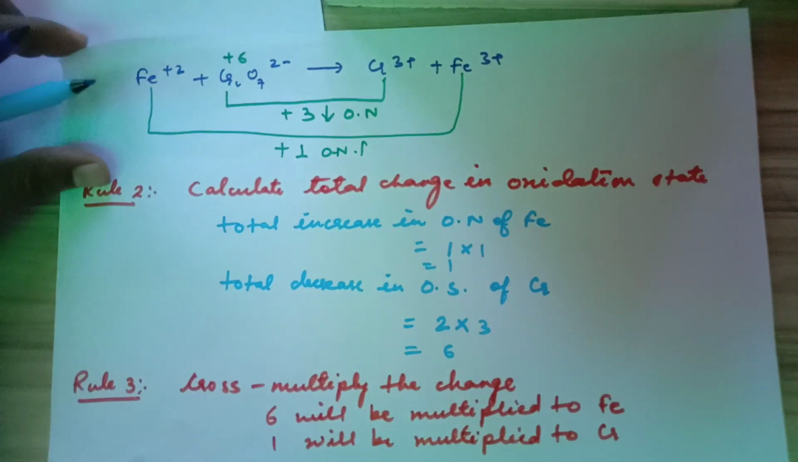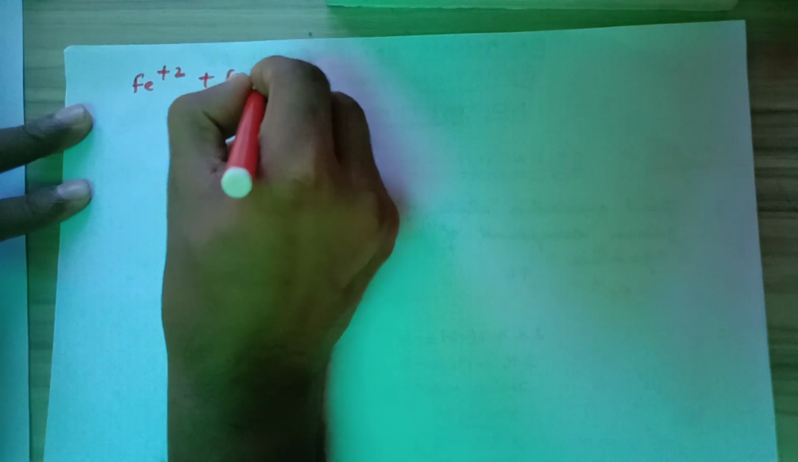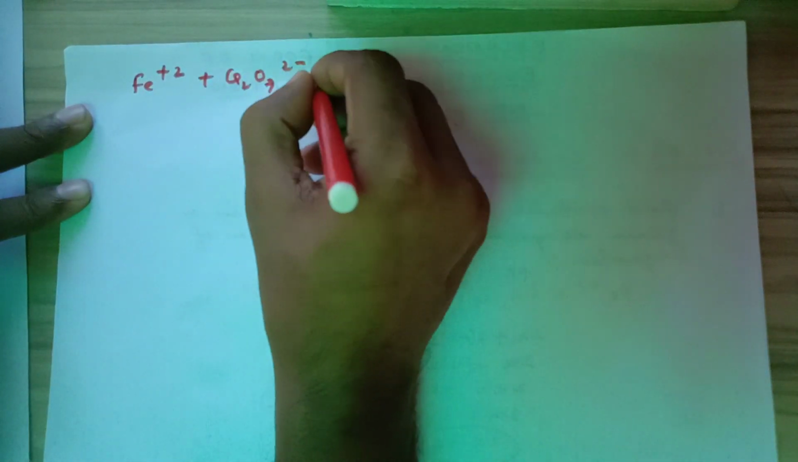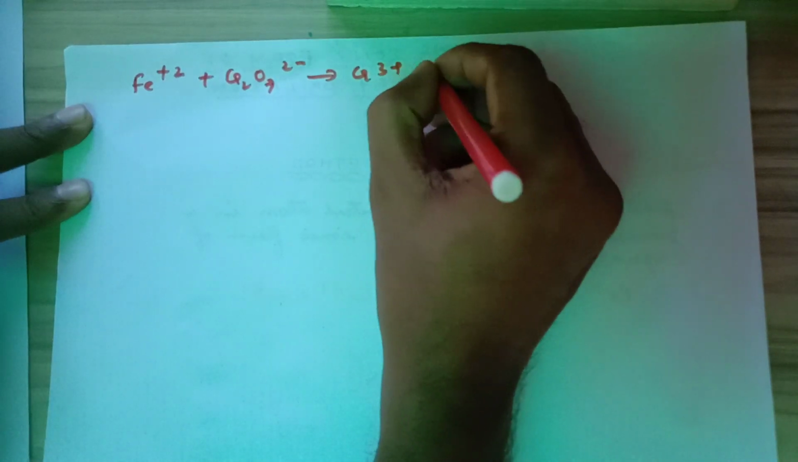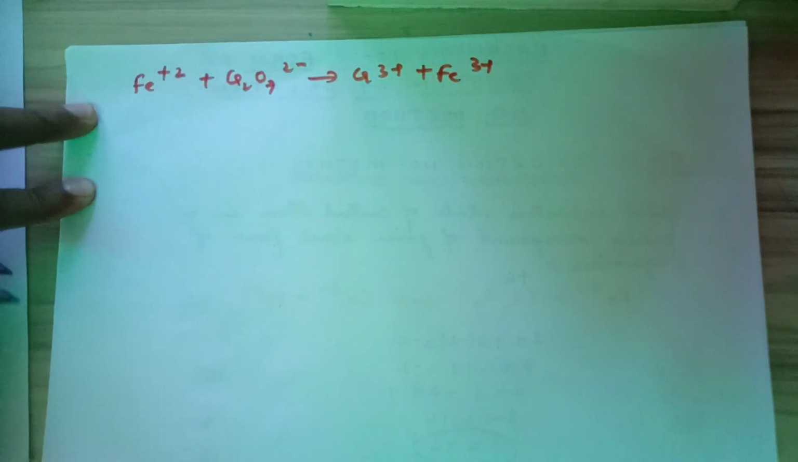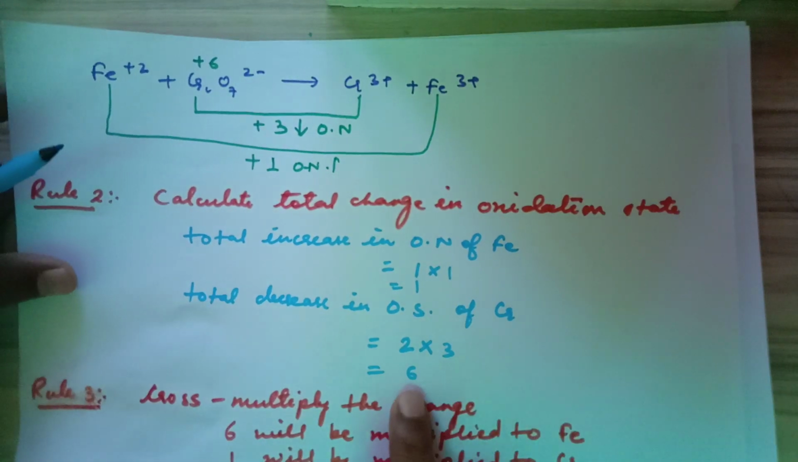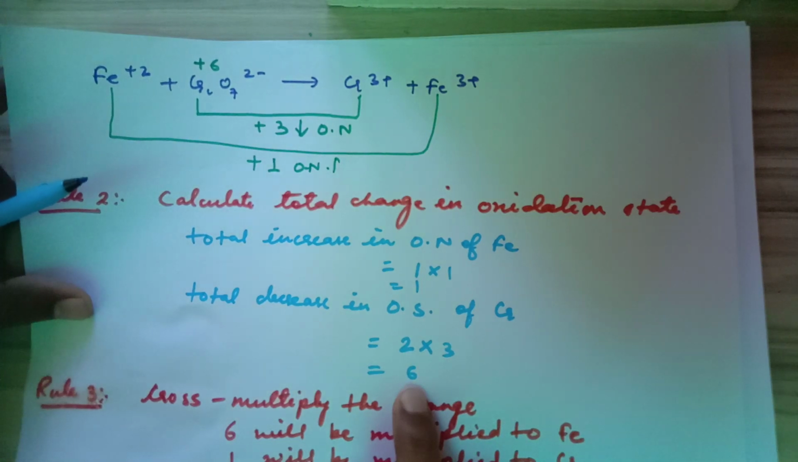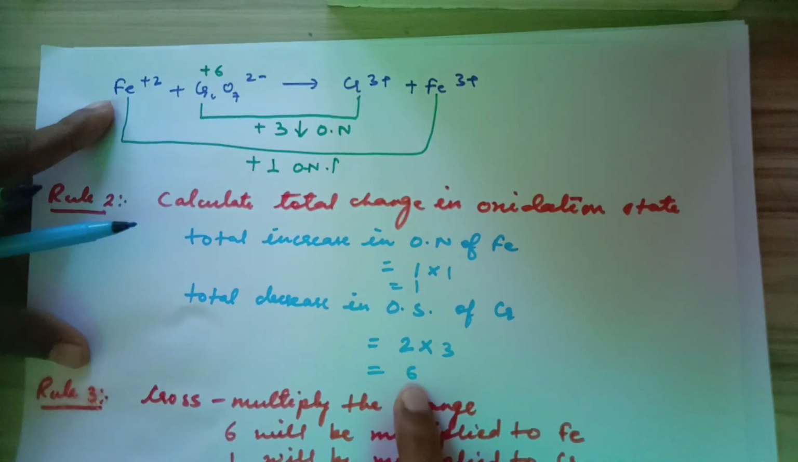Now let's multiply it. Since the given equation is Fe2+ + Cr2O7 2- gives Cr3+ + Fe3+. Now since we know that the decrease in oxidation state is 6, here iron will be multiplied by 6 and chromium will be multiplied by 1, so let's multiply it.